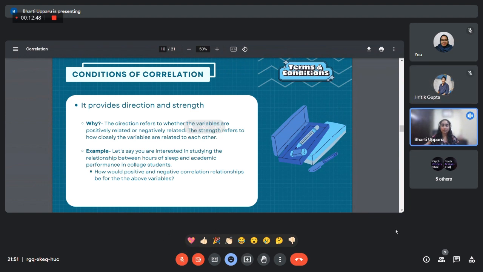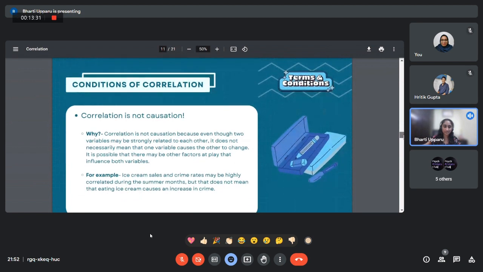Yeah. And what about a negative correlation? If we apply the same thing to these two variables from the perspective of a negative correlation, what do you think the statement would look like? So the more they sleep, the poorer their academic performance would be. Yes. And also we have to note that positive does not mean stronger and negative does not mean weaker. I'll explain that in the coming slides.